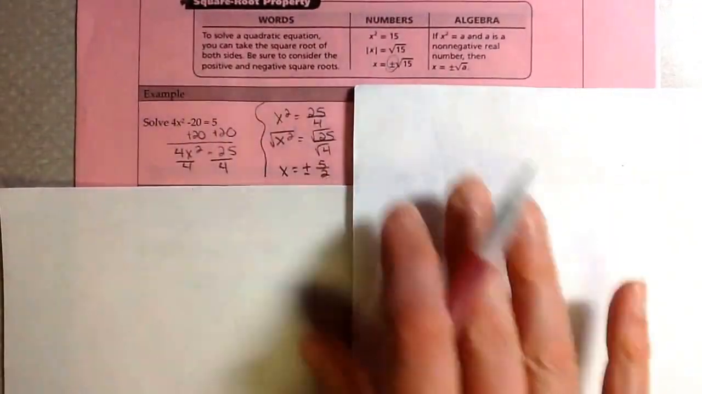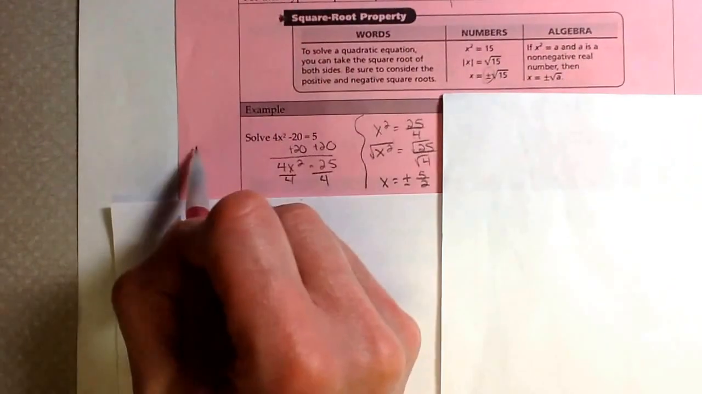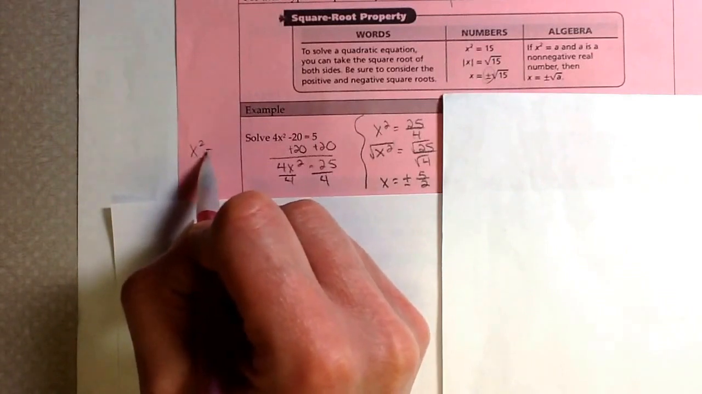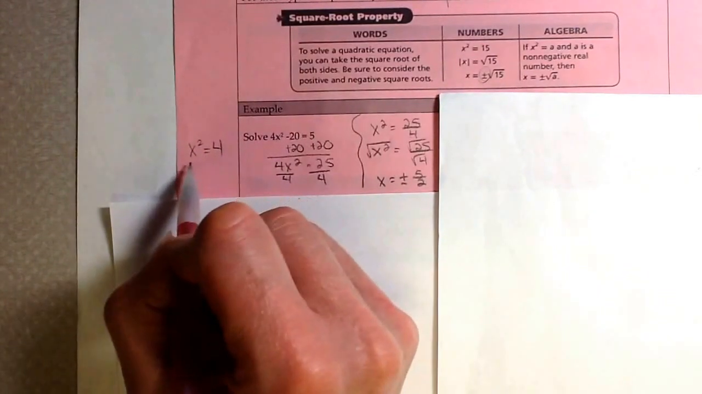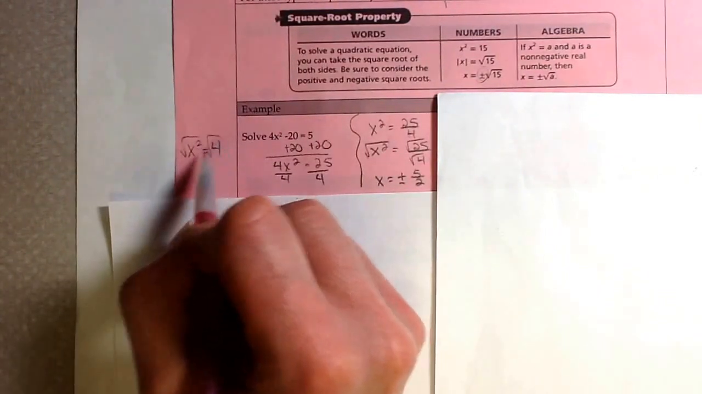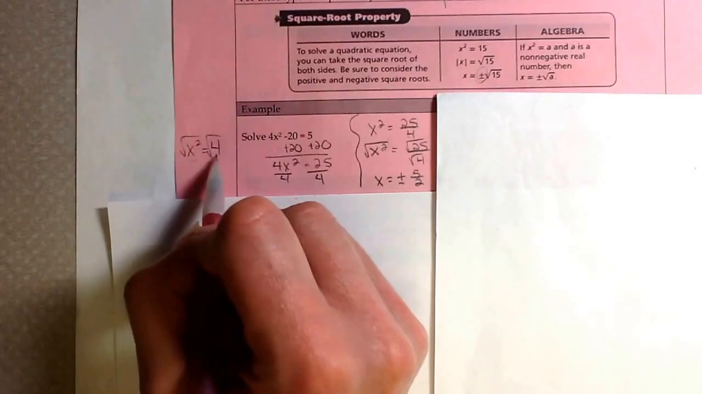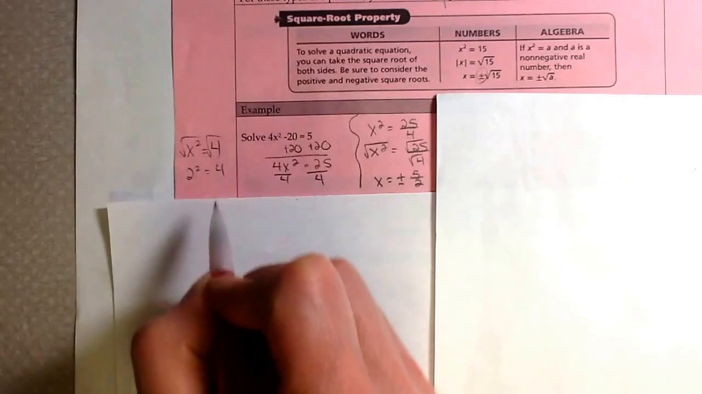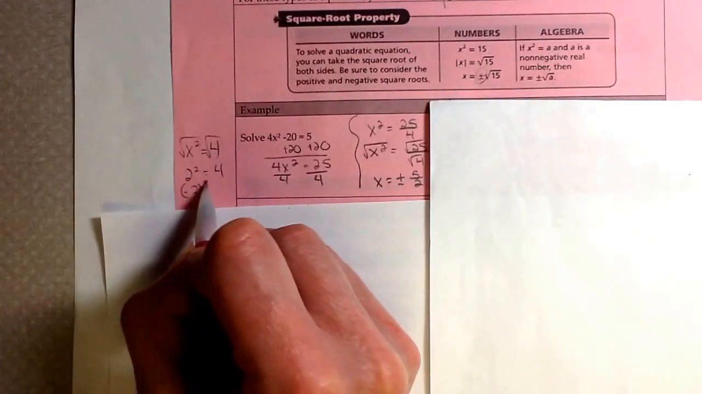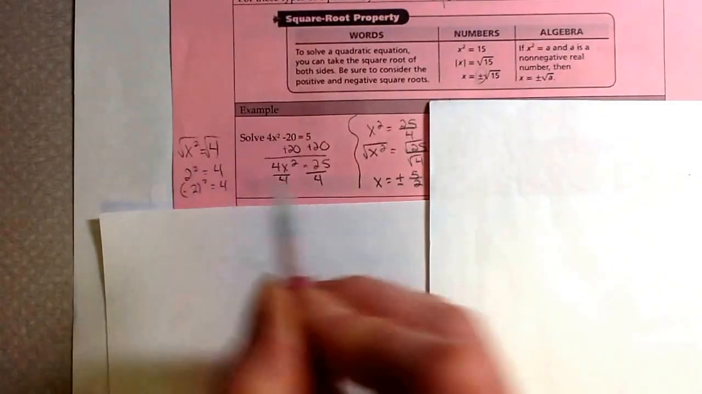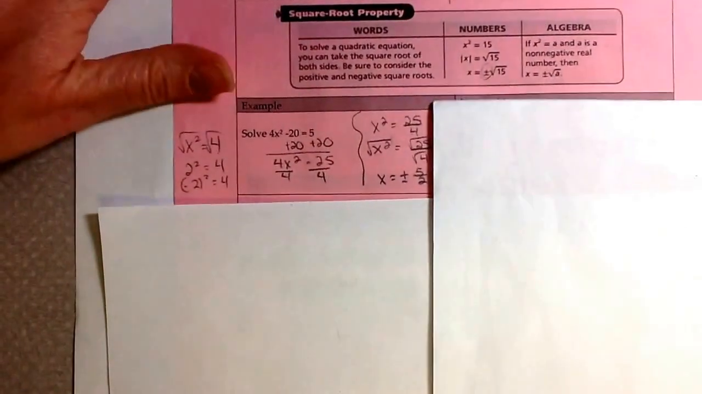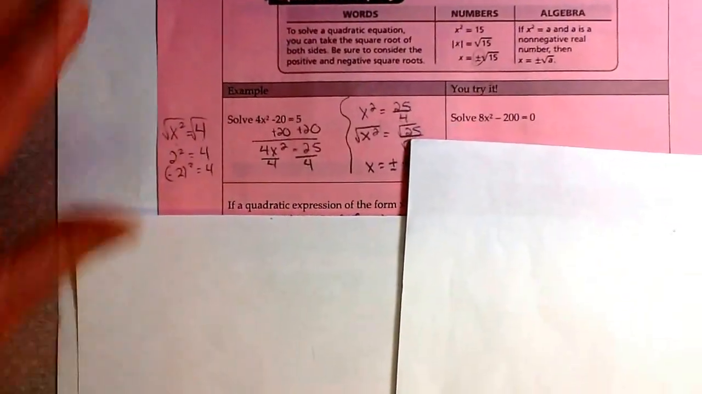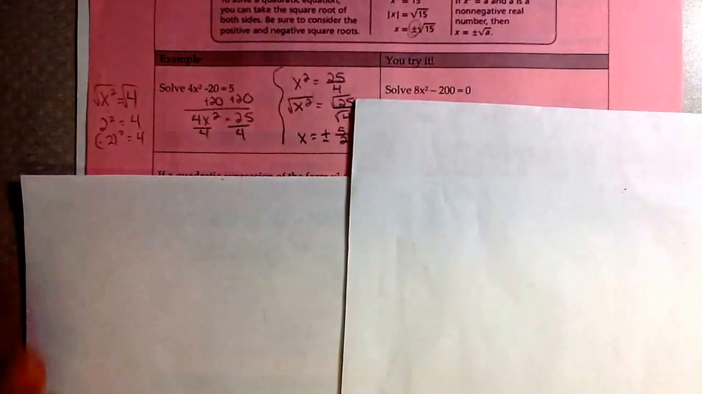So let me ask you this, just off to the side here. If I have x squared equals 4, and we want to know the value of x that will make this true, well, we can square 2 and end up with 4, but we can also square negative 2 and end up with 4. That's why you need to do the plus or minus there. Okay, there's one for you to try next to it.